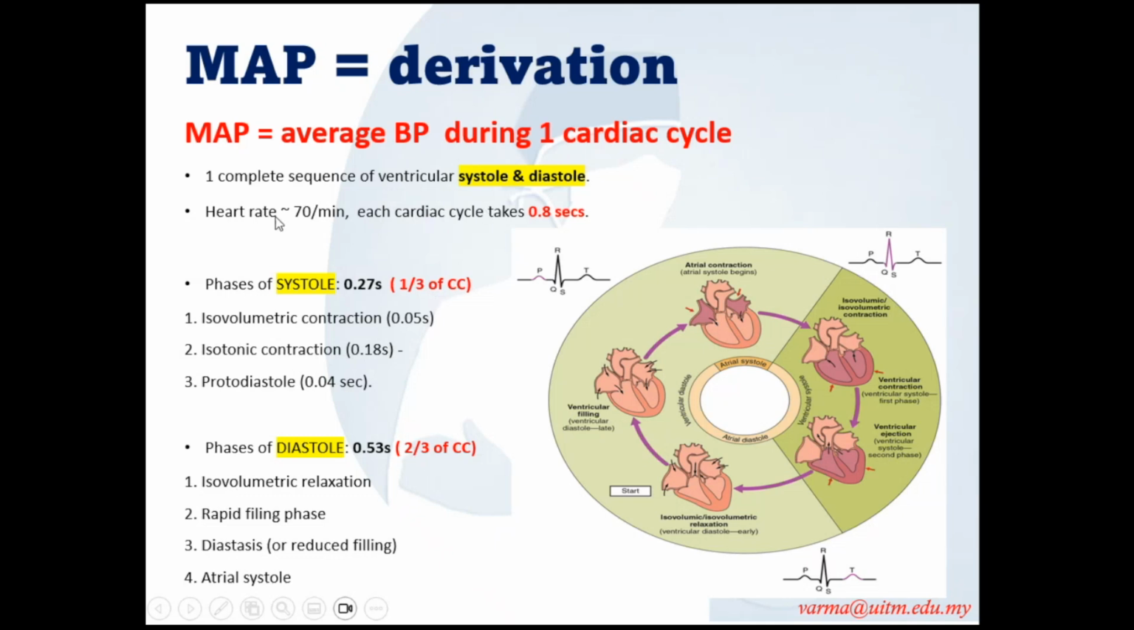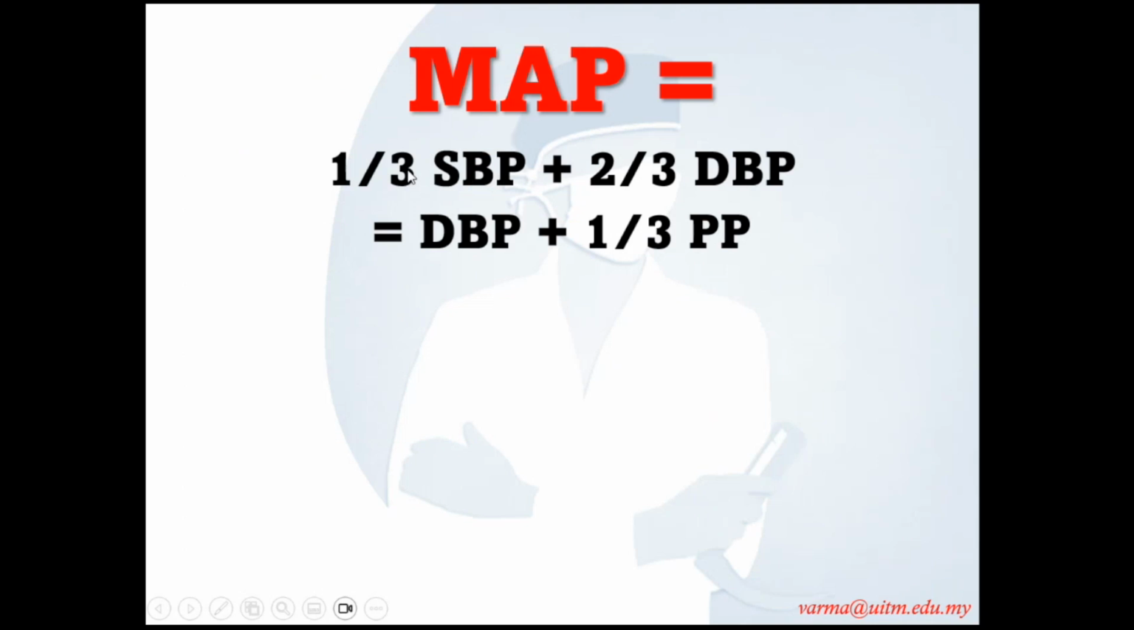So that's why, when we talk about our BP, MAP is equivalent to 1/3 systolic blood pressure plus 2/3 diastolic blood pressure, because 1/3 of your cardiac cycle is contributed by the systolic phase and 2/3 is contributed by the diastolic phase. MAP is the average of systolic and diastolic, where we take 1/3 systolic blood pressure plus 2/3 diastolic blood pressure. But from here, we derive diastolic blood pressure plus 1/3 pulse pressure.